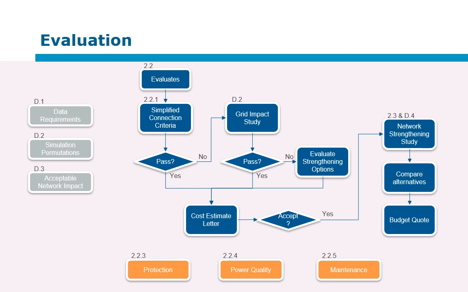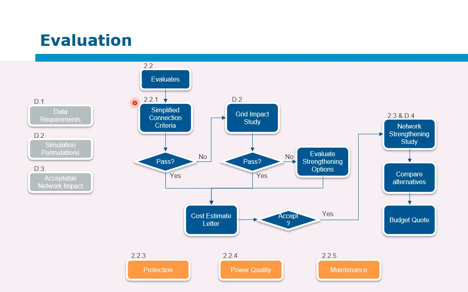On this slide, we have a flowchart of the evaluation process. You will also see that there are some numbers. So D1, for instance, means that you can find more information in Appendix D, Section 1 or 2 or 3, and the evaluation process is discussed in Section 2.2. The simplified connection criteria, Section 2.2.1, is based on the hosting capacity study.